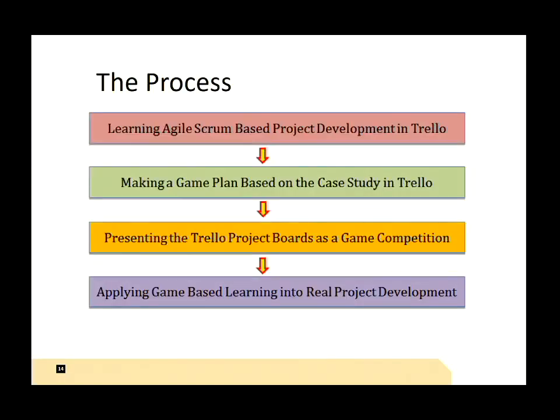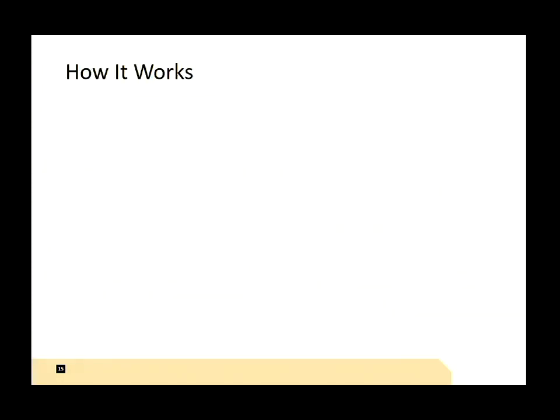So the process is that we start by getting them to learn Agile Scrum in Trello, how we would adapt it, and then we make a game plan based on that case study in Trello, and then we get them to present their game boards or their Trello boards to an audience of fellow students and staff, and then we get them to apply this game-based learning into real project development.